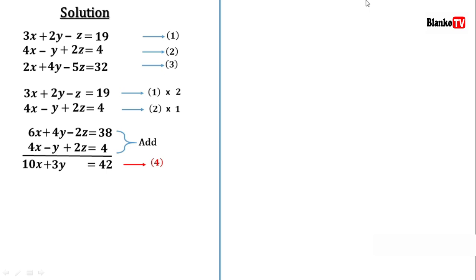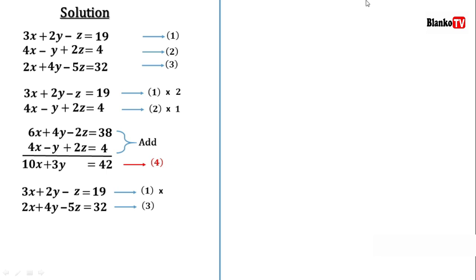Okay, so let's take another pair of the equations, and now we are going to take equation 1 and then equation 3. So we have 3x plus 2y minus z equals 19, which is equation 1, and 2x plus 4y minus 5z equals 32, which is equation 3.